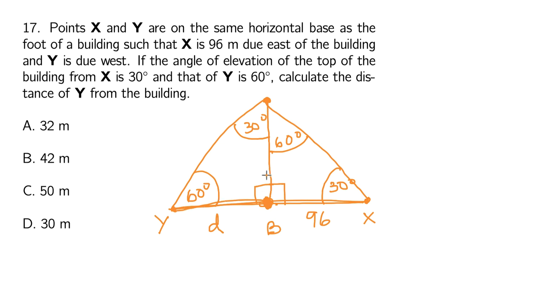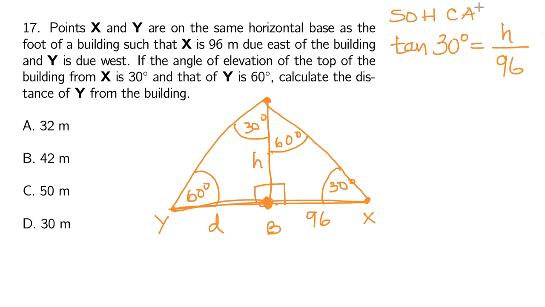So we don't really know this side yet, but because this is 96, we can also use the fact that the tangent of this angle is this side over 96. So if we call this side H, then what do we know? We know that tan 30 degrees equals what? H over 96.